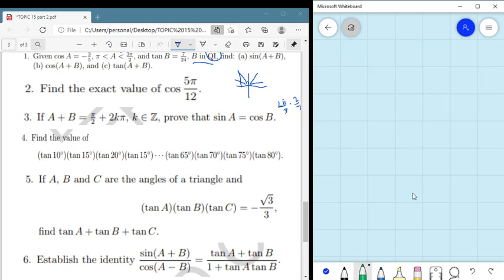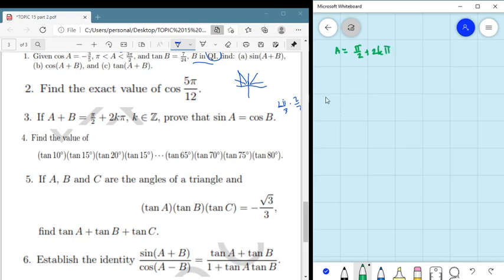Okay, number 3 is: if a plus b equals pi over 2 plus 2k pi, wherein k is any integer, prove that sine A is equal to cosine B. Okay, so in this case, we can solve for A or B, but I prefer A. So, A is equal to pi over 2 plus 2k pi.